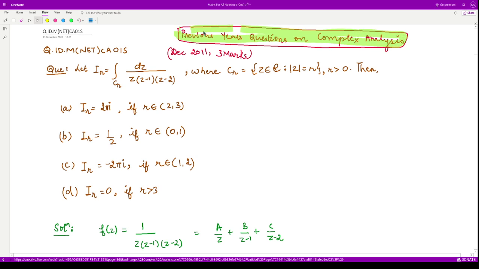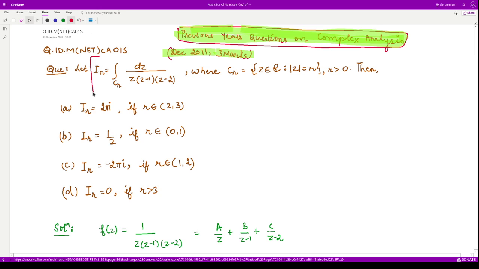This is the very first question. So let us have a look at the question. This question is from December 2011 and it is of 3 marks. This question is from complex integration. So let us see what they are asking.